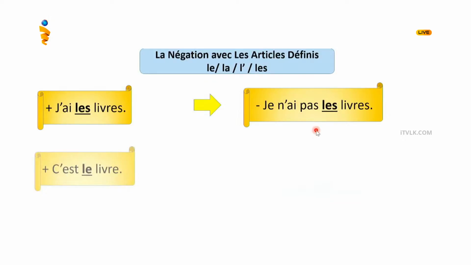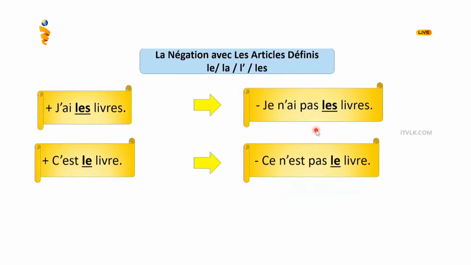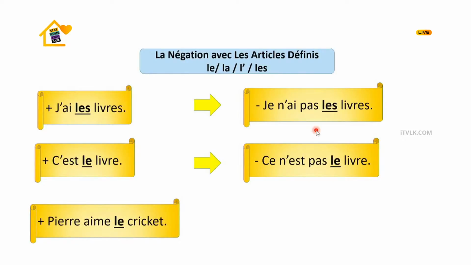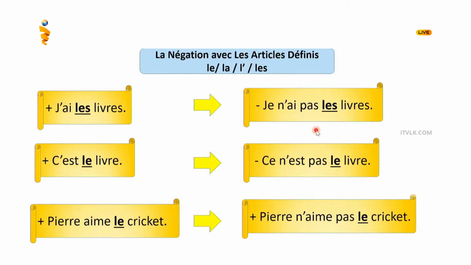We will go to another example. C'est le livre. This is the book. Negation. Ce n'est pas le livre. This is not the book. No change. Pierre aime le cricket. Pierre likes cricket. Pierre n'aime pas le cricket. Pierre doesn't like cricket. So here, can you see, children? With definite articles, we don't have to change them in negation. So remember, whenever you have a sentence with a definite article, in negation, you don't have to change it into de.